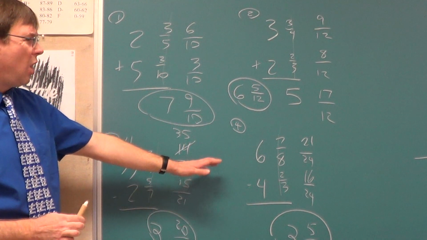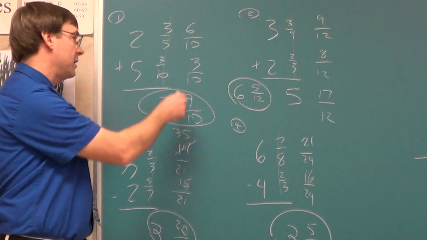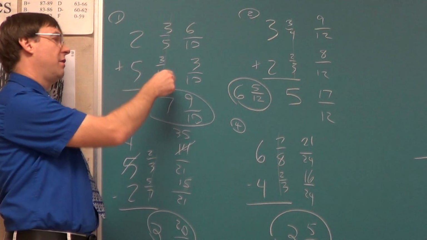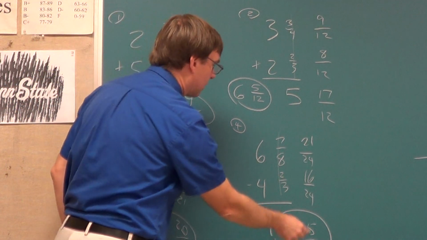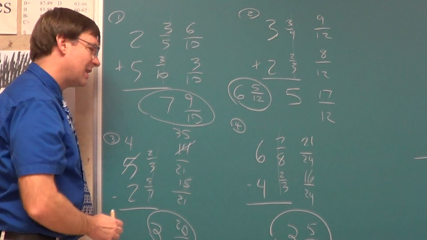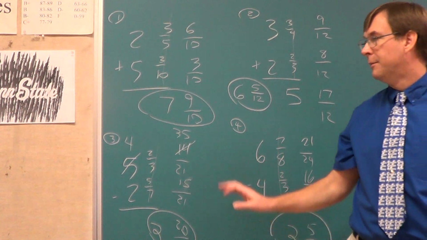You don't real often have to reduce if you pick the right bottom. So if you had done this problem with a 20 or a 30 or a 50 or something, then you'd have to reduce. But as long as you pick the right bottoms, reducing doesn't happen a lot, but you should do it if you can.